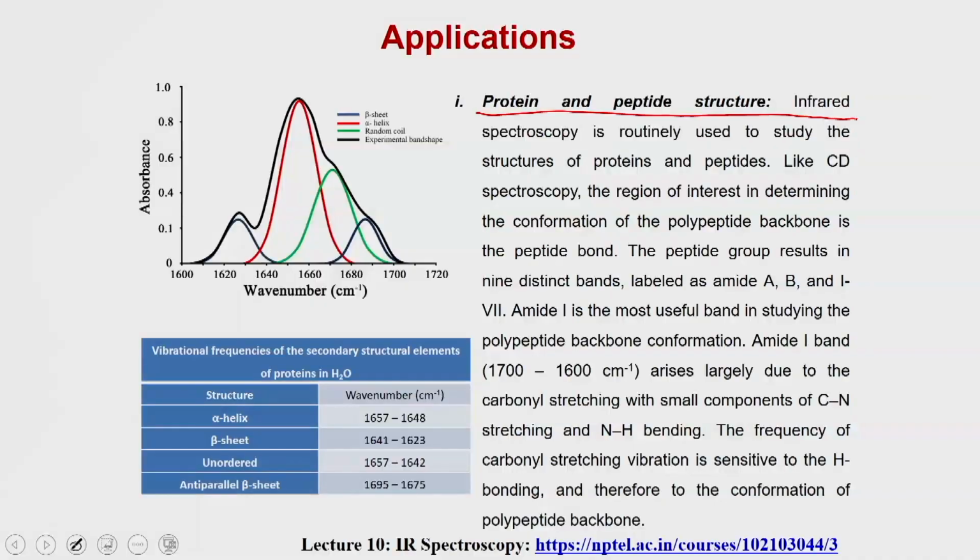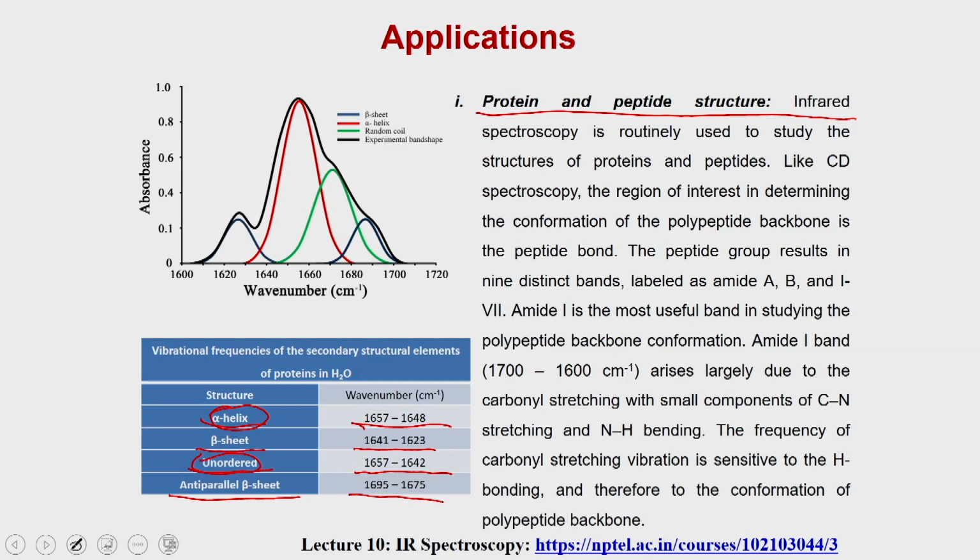So, for example, if you have the alpha helix, it is going to absorb in the range of 1657 to 1648, whereas if you have the beta sheets, it is going to absorb in the range of 1641 to 1623. But if you have the loops or the unordered regions, then it is going to absorb in the range of 1657 to 1642. So, you can see that the unordered region and the alpha helix absorb in overlapping regions, and if you have the anti-parallel beta sheets, it is going to absorb in the range of 1695 to 1675.